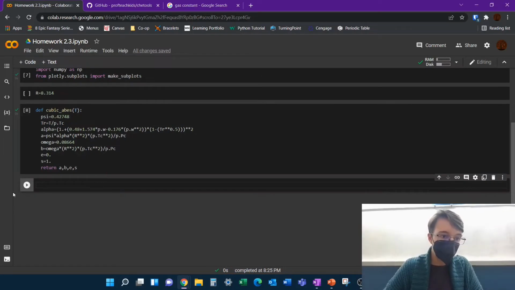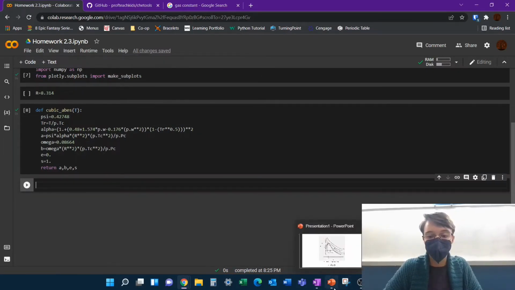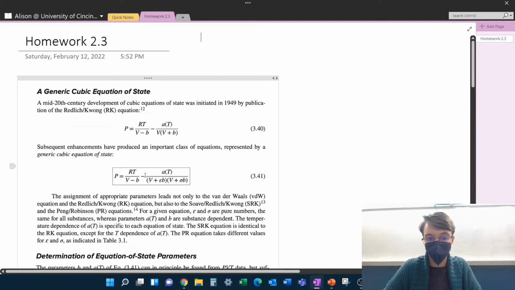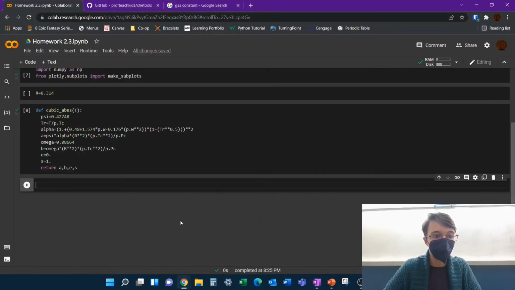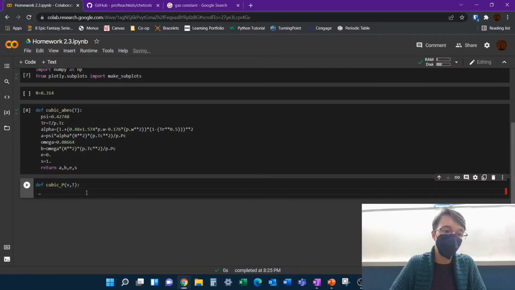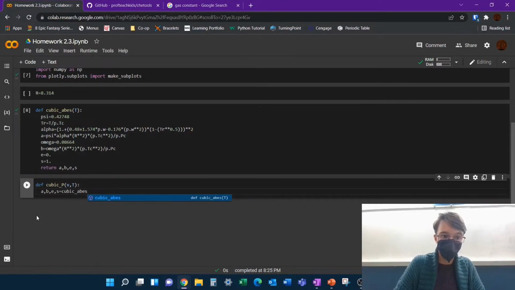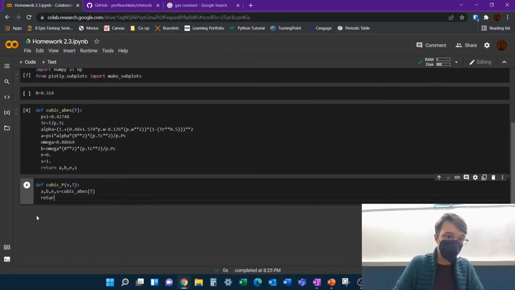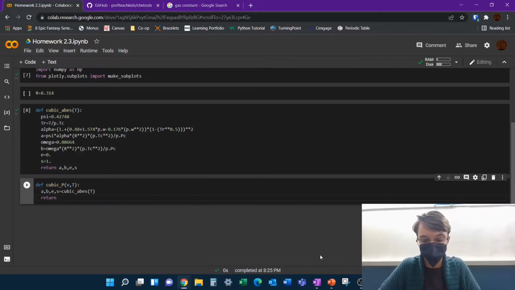So, next thing we're going to want to do, now that we have this, is actually define the equation itself. So, how are we going to calculate these pressures? So, we're going to define, and we'll call this one cubic underscore P for the pressure. And this one, we're going to need to input the specific volume and the temperature. Alright, so then we're going to need to call the ABES values that we wrote a function for up here. So A, B, E, S is equal to cubic ABES of temperature. Right? And then we're going to want to return the calculation for the pressure.